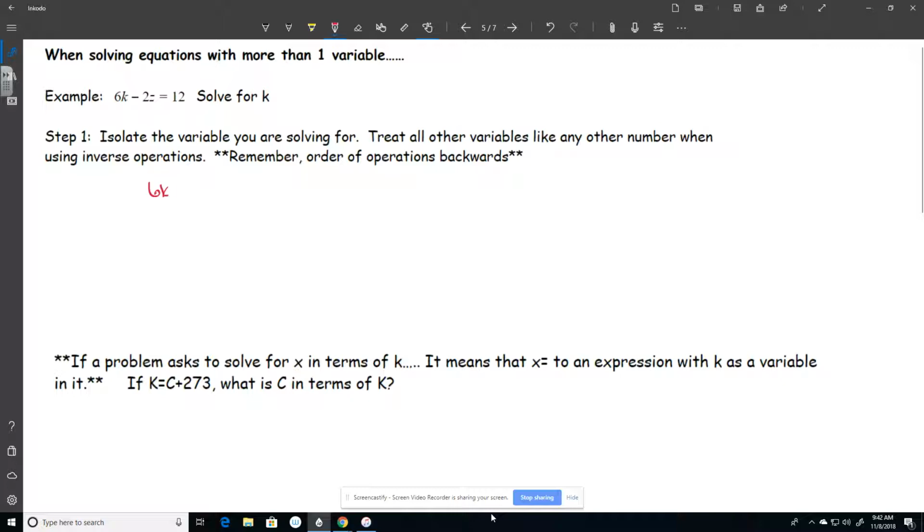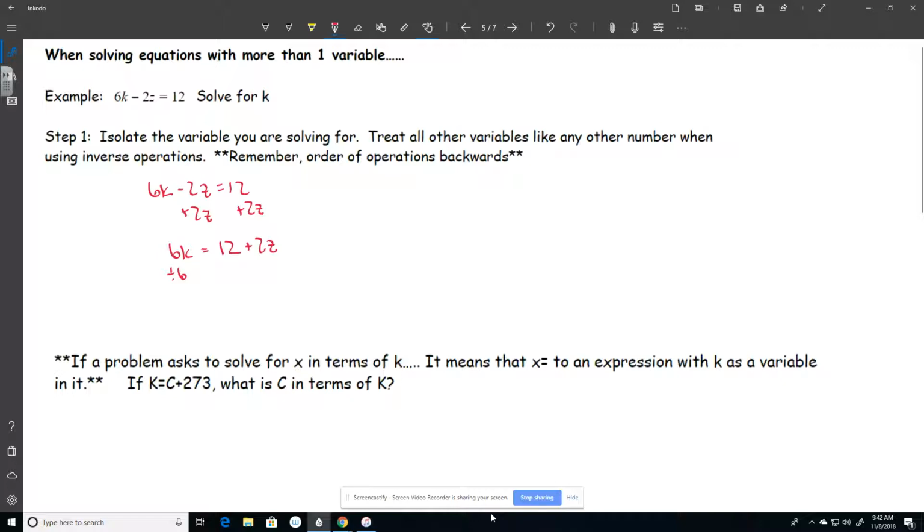So 6k minus 2z equals 12. In order to get the k by itself, I need to do order of operations backwards. So I can't get rid of the 6. I've got to get rid of the minus 2z first. So I'm going to add 2z to both sides. So 6k equals 12 plus 2z. And then to get rid of the 6, I divide by 6.